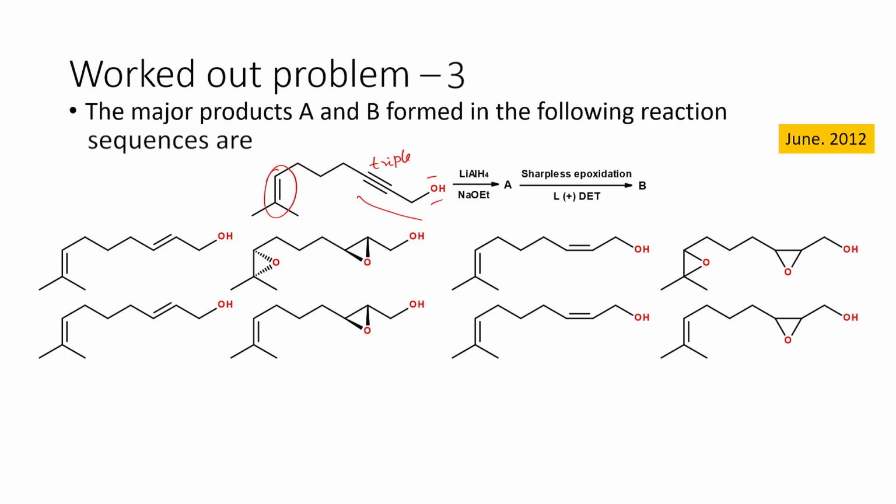So these are all the 3 functional groups that are present in this molecule. This is subjected to reduction using lithium aluminum hydride and also reaction with sodium ethoxide. So we end up with the intermediate A. This intermediate A undergoes Sharpless epoxidation in the presence of L plus DET, diethyl tartrate, leading to the product B. And this question was asked in June 2012. And we are going to find out what are all the different products that will be formed.